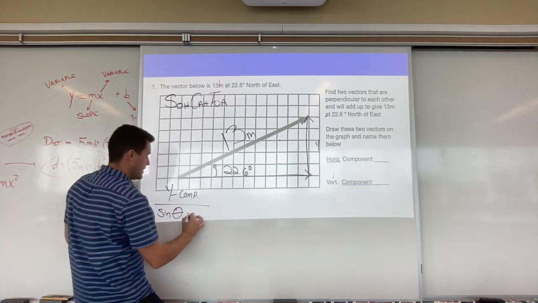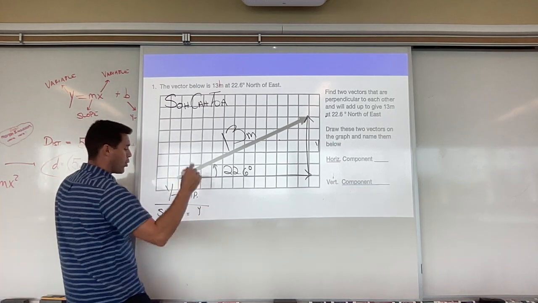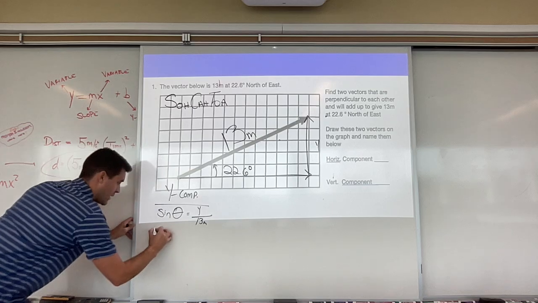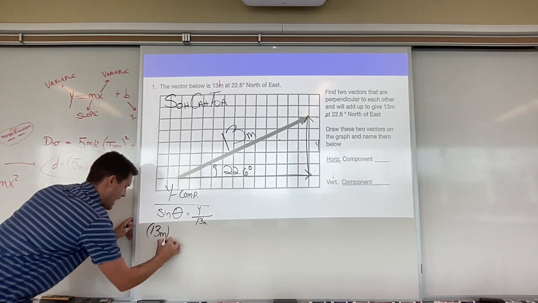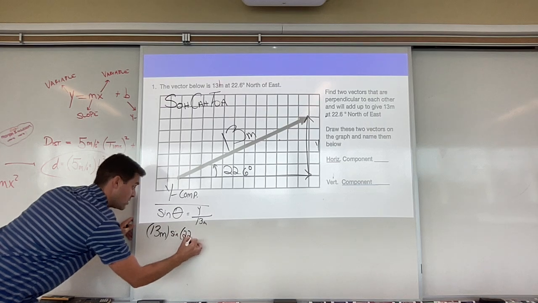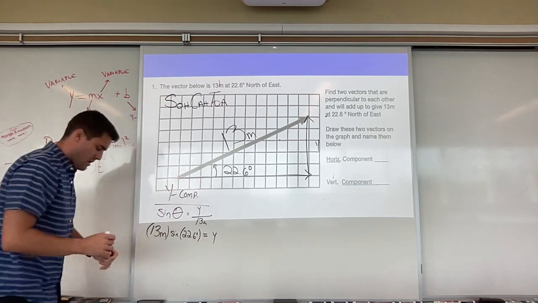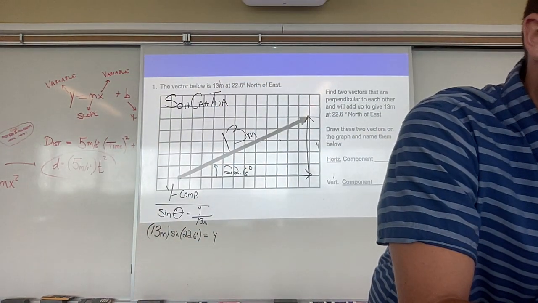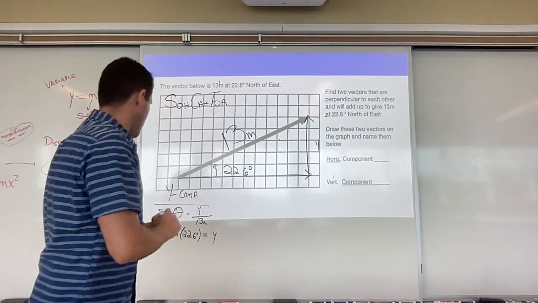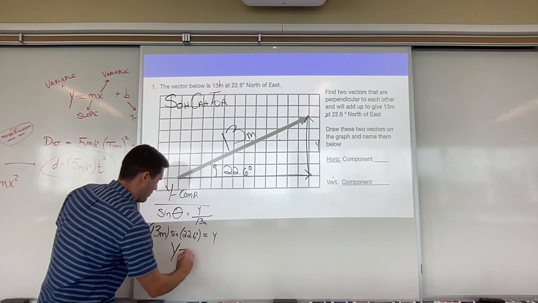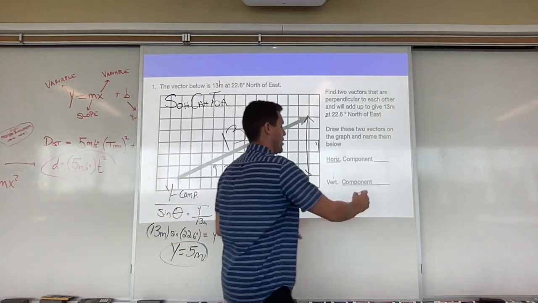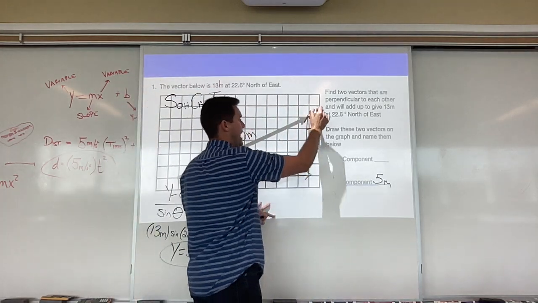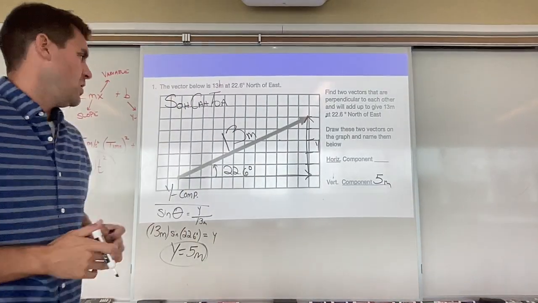Sine of theta is equal to this unknown, let's call it y for vertical, over 13 meters. That algebra ends up being 13 meters times sine of 22.6 degrees. Make sure your calculator is in degree mode. 13 times the sine of that, 13 sine 22.6. I end up with 4.999 repeating, or we'll call it 5. This vertical component is 5 meters. So vertical, 5 meters. Quick check on the graph paper. If I count 1, 2, 3, 4, 5, it checks out. I can count those squares. I end up in the right spot.